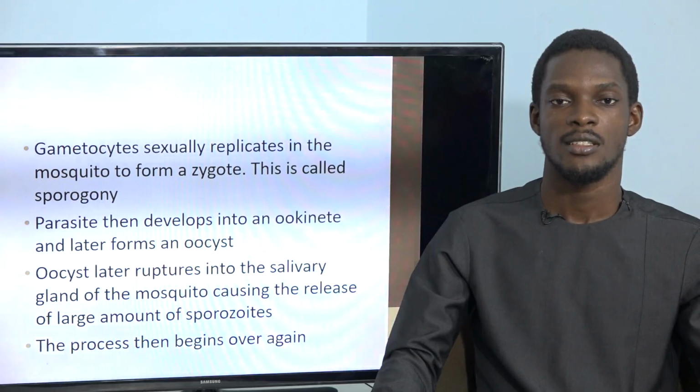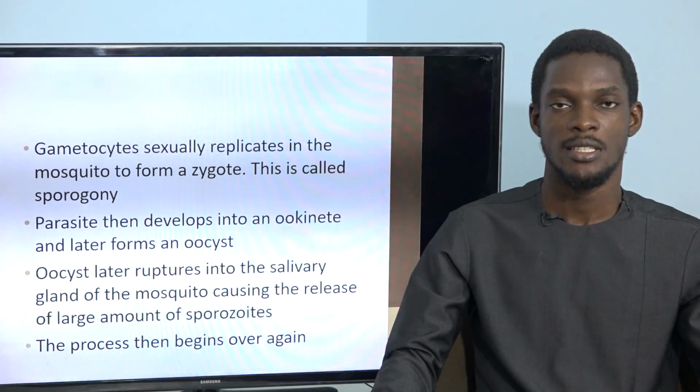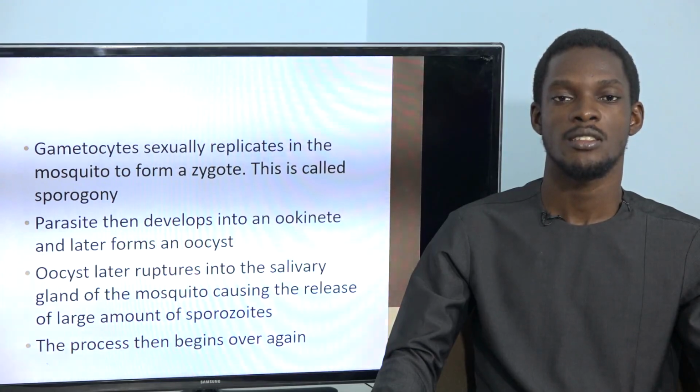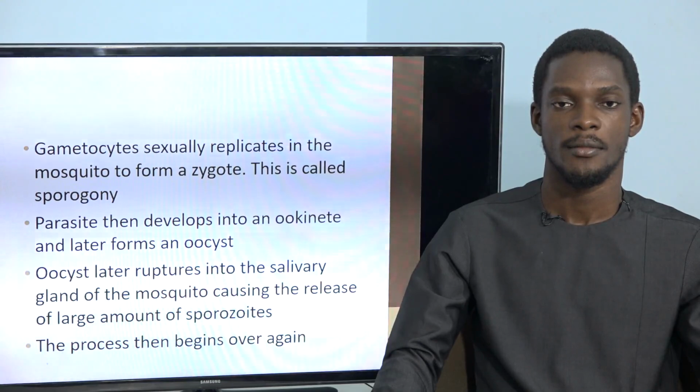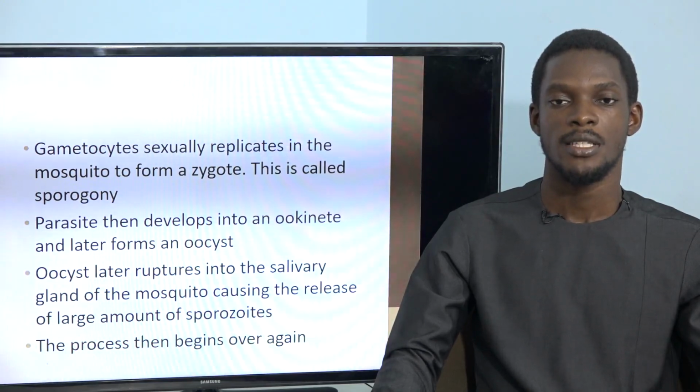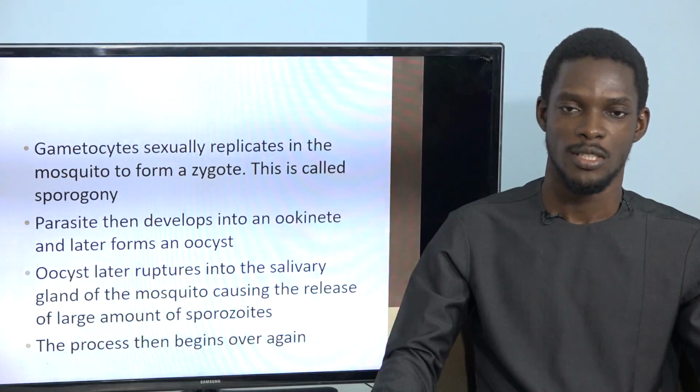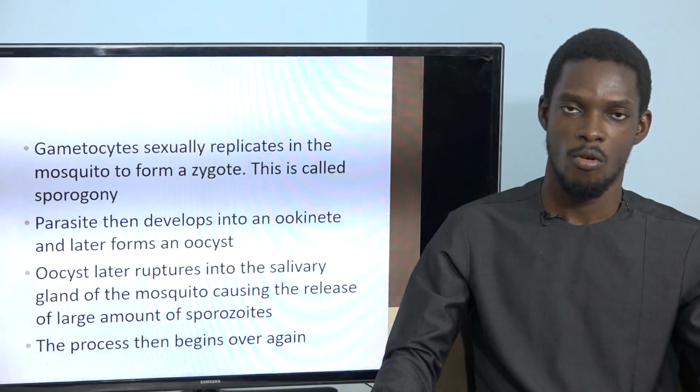Gametocytes sexually replicate within a mosquito to form a zygote. And this replication within the mosquito is called sporogamy. Parasites then develop into an ookinete, and the ookinete later forms an oocyte. The oocyte later ruptures into the salivary gland and forms a sporozoite. Then the process begins all over again.